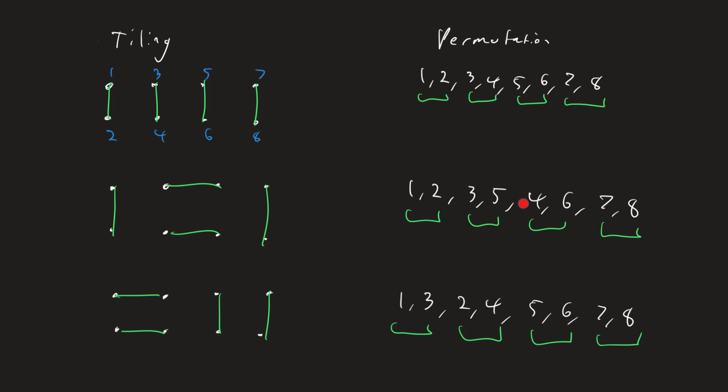Similarly, if we're given this permutation here, it tells us there's a tile from 1 to 2. There's a tile from 3 to 5. There's a tile from 4 to 6. And there's a tile from 7 to 8. And last example, the permutation 1, 3, 2, 4, 5, 6, 7, 8 tells us there's a tile from 1 to 3, a tile from 2 to 4, a tile from 5 to 6, and a tile from 7 to 8, where the numbers, of course, are given by the numbers here.